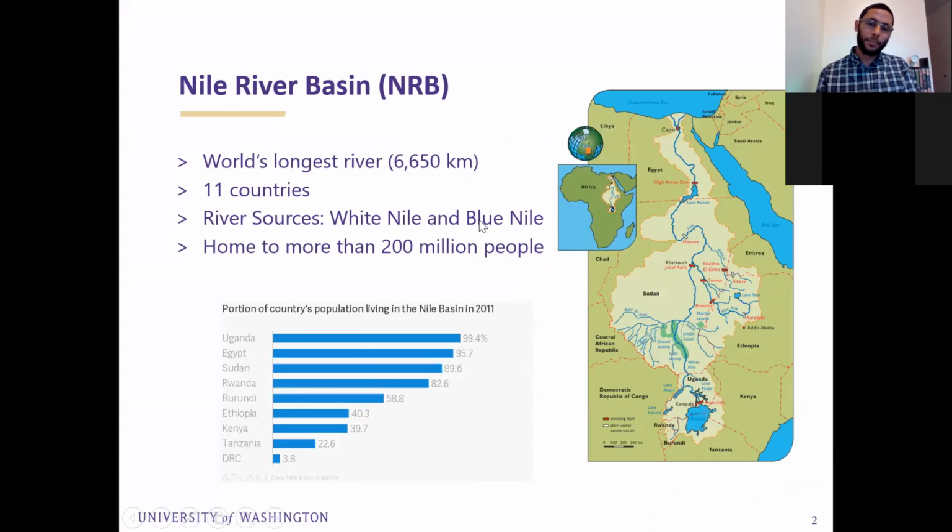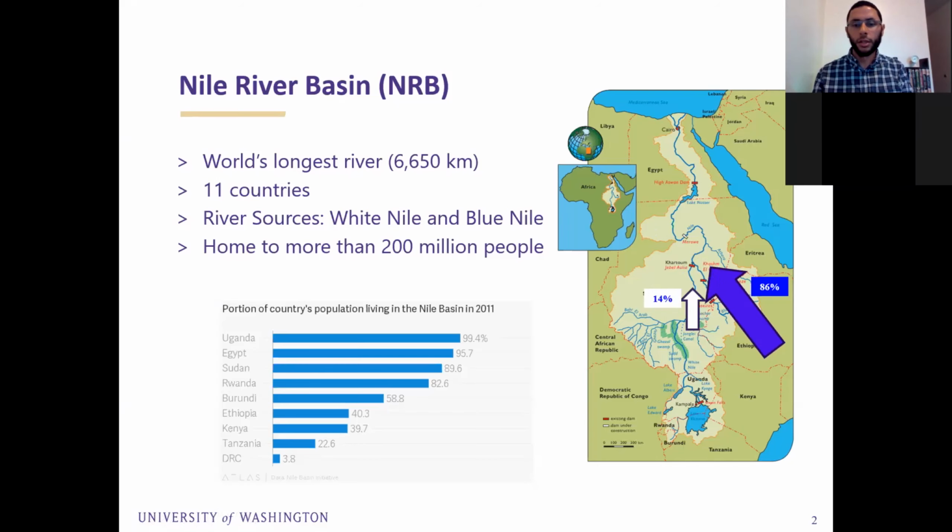So this is the Nile River Basin. It's the longest river in the world, crossing 11 countries in northeastern Africa, starting from Tanzania and Uganda with the White Nile. The White Nile goes downstream until it reaches Khartoum, where it meets the Blue Nile that's coming from Ethiopia. And then at Khartoum, it moves downstream to Egypt. We can see that the flow from the White Nile represents about 14%, while the flow from the Blue Nile represents about 86%.